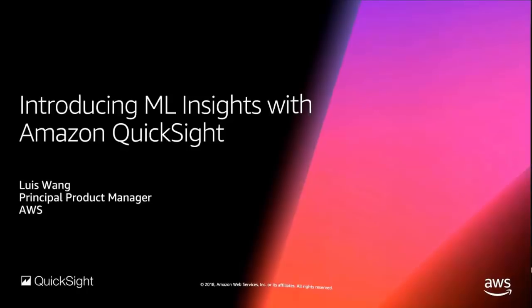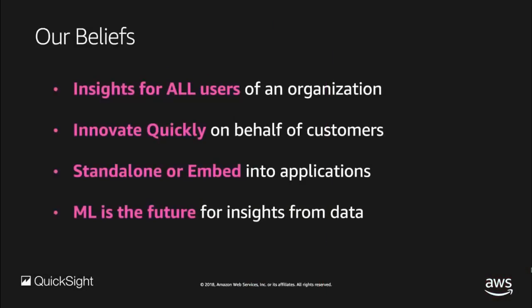And just as a recap for those of you who are not familiar with QuickSight, Amazon QuickSight is our cloud-powered BI service that allows you to deliver insights to all users within your organization. One of our key focus for QuickSight is to be able to innovate quickly for our customers. And part of that is allowing customers to be able to deliver insights directly to their customers through the QuickSight application or embedded via their own application.